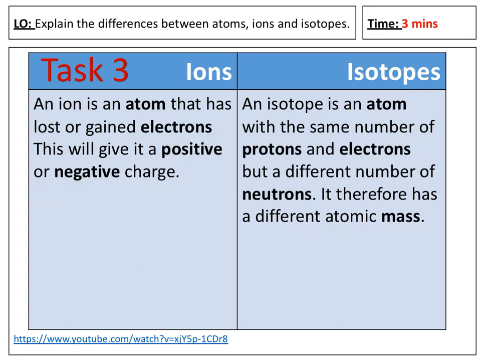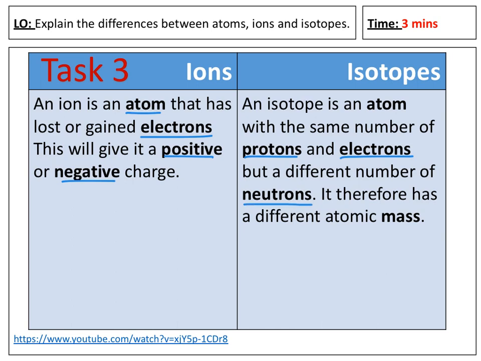Right, there's your answers then. So an ion is an atom that has lost or gained electrons. This will give it a positive or a negative charge, depending upon if it's lost electrons to be positive or gained electrons to be negative. Isotopes are different. An isotope is an atom with the same number of protons and electrons, so there's going to be no charge. It's got the same number of protons and electrons, but a different number of neutrons.